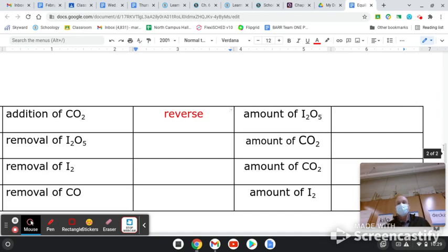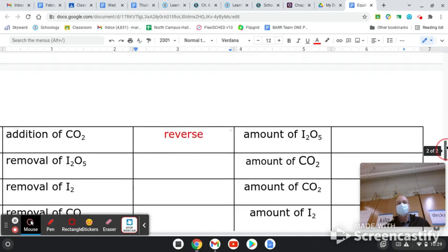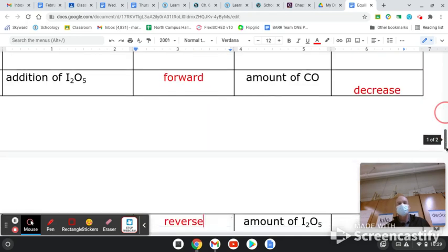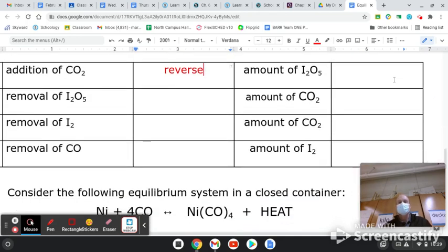If the reverse is favored, how is that going to affect I2O5? Well, look where I2O5 is, it's over here on the left. So if it shifts to favor the reverse, then it will increase the amount of whatever's on the left.